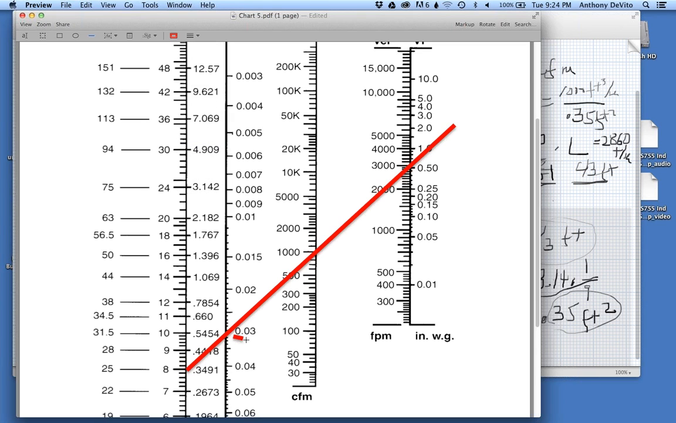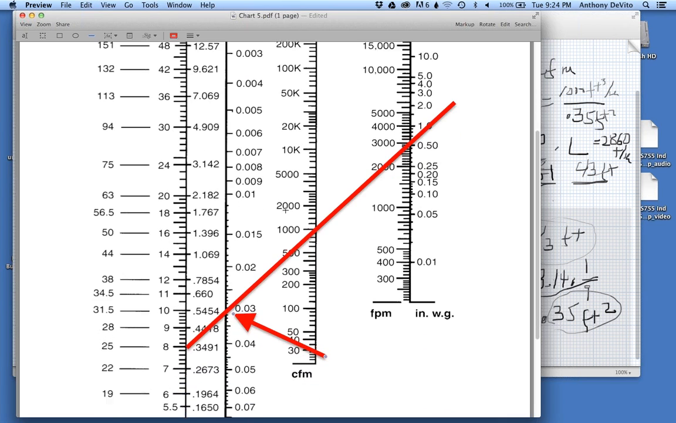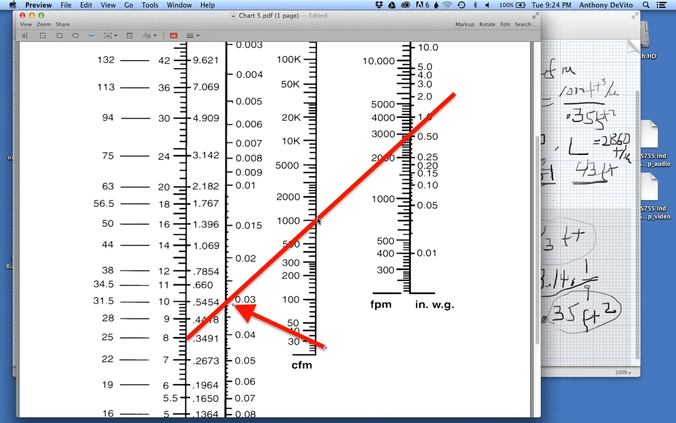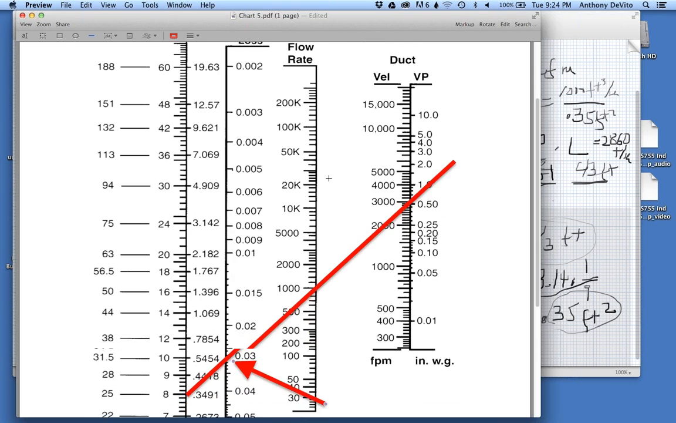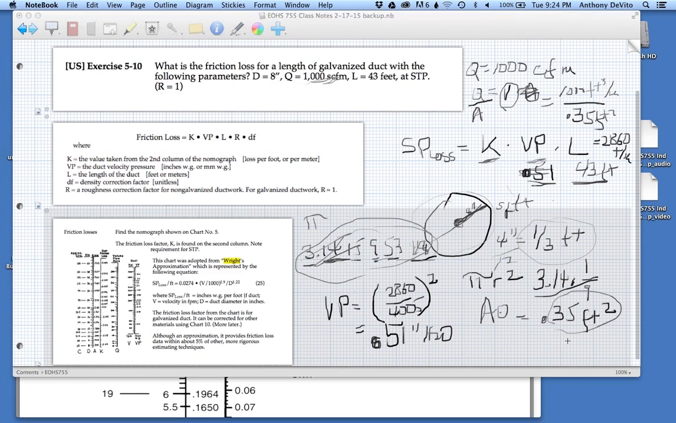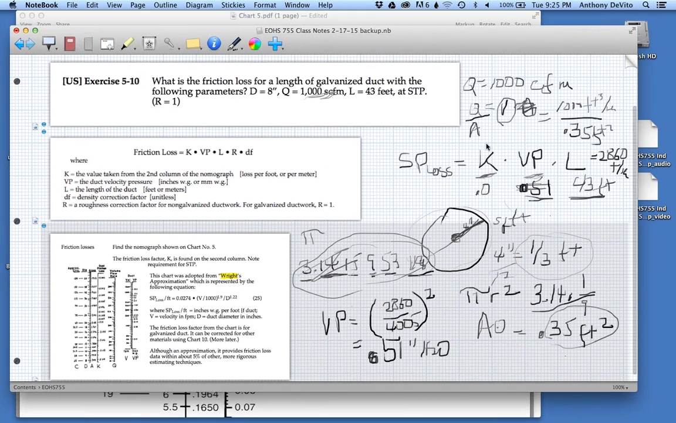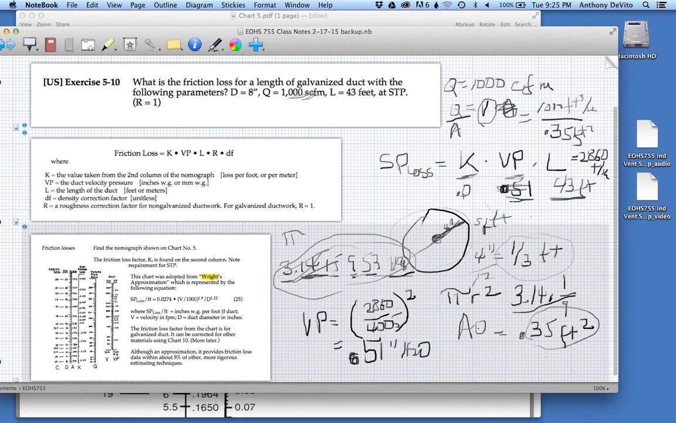Okay, and the place where it crosses this line right here, that point over there, that's my duct frictional loss. So if I have 1,000 cubic feet per minute of air flowing through a duct, and that duct is 8 inches, the K value is, I kind of made it a fat line, right? I'm going to call it 0.03 for argument's sake, because it's going to be difficult for me to do anything closer. Yeah, 0.03. The frictional loss is 0.03 per foot.